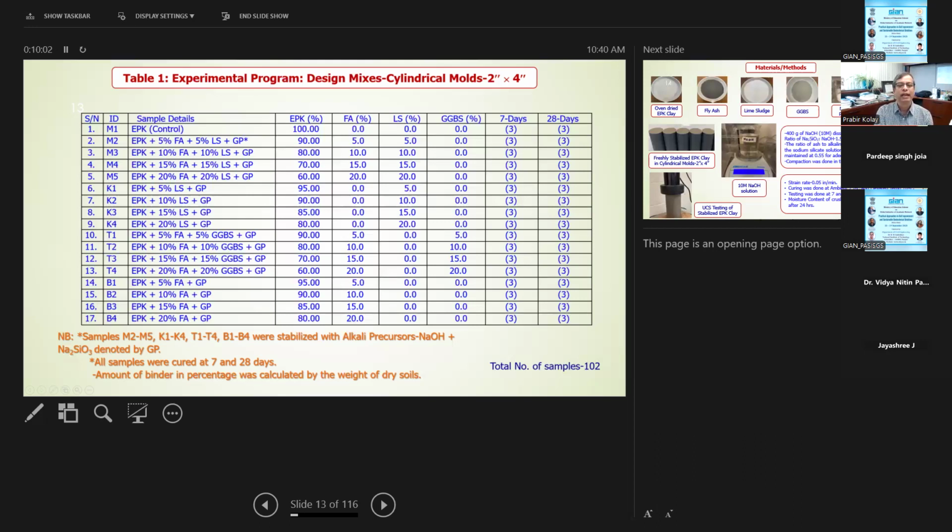Then we used 10, 15, and 20 percent, the same thing, for lime sludge. We changed only the lime sludge percentage, so basically we used only lime sludge and geopolymer. We used fly ash plus lime sludge with geopolymer, fly ash plus geopolymer, GGBS and geopolymer, and also fly ash plus geopolymer. So with different combinations, we checked which one is more suitable.